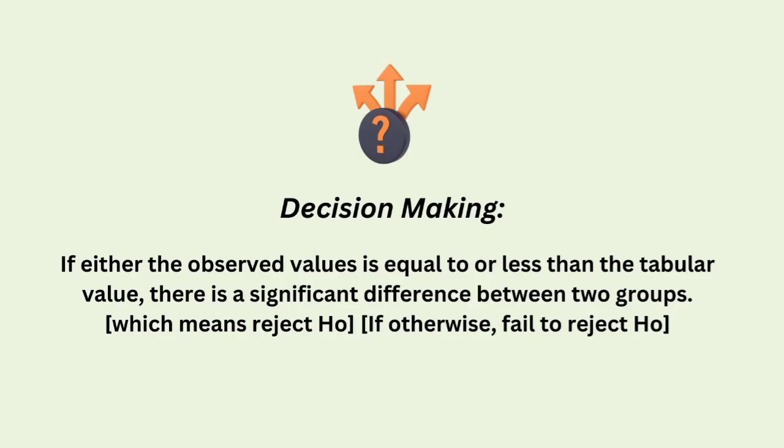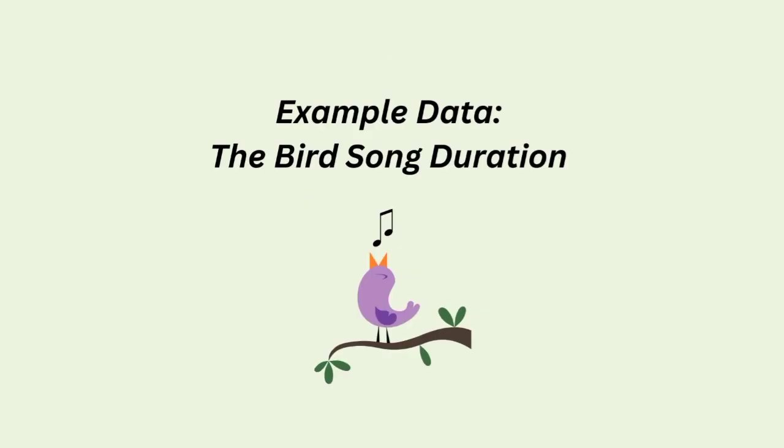So now for the decision making, if either of the observed values is equal to or less than the tabular value, there is a significant difference between the two groups, which means we're going to reject the null hypothesis. Otherwise, we're going to fail to reject the null hypothesis. To better understand the use of Mann-Whitney U Test, we're going to use it in an example.